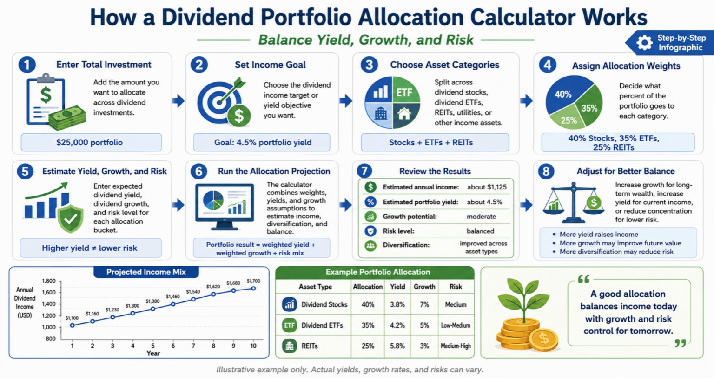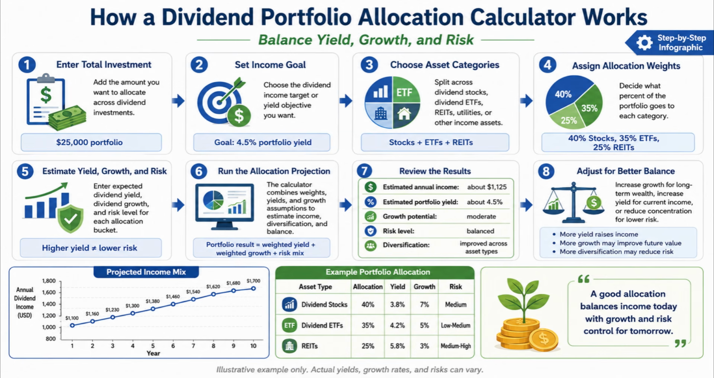Next, you estimate yield, growth, and risk for each category, because every asset type behaves differently. Some assets may offer higher yield but lower growth, while others may provide stronger growth with a lower starting yield. In the same way, some assets may also carry higher risk than others.